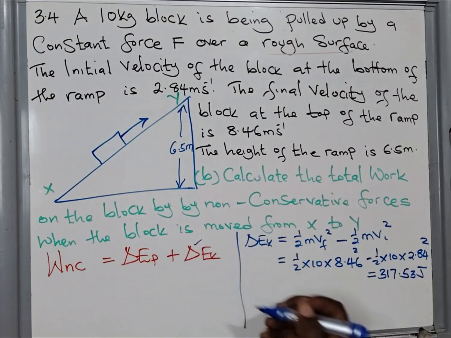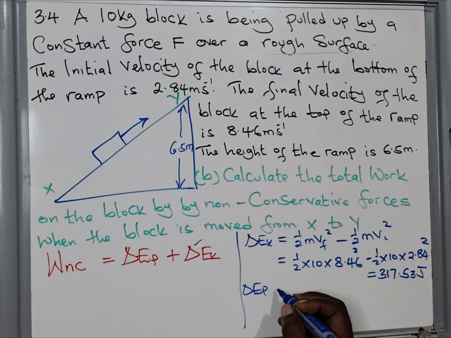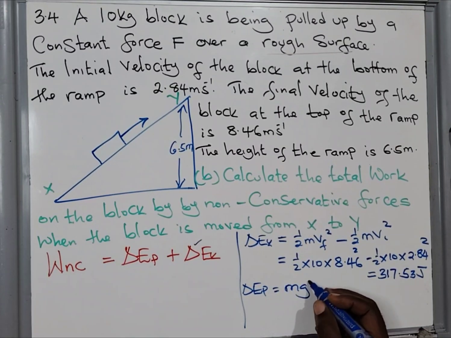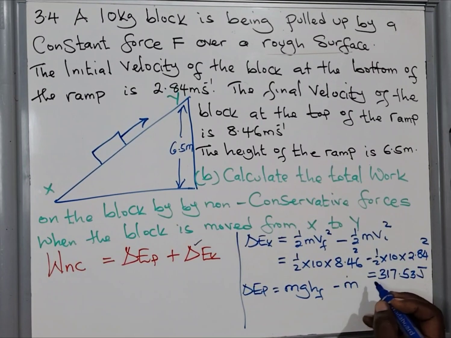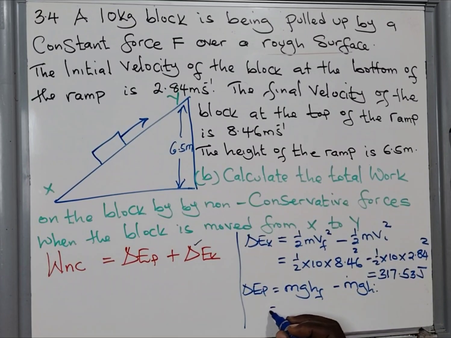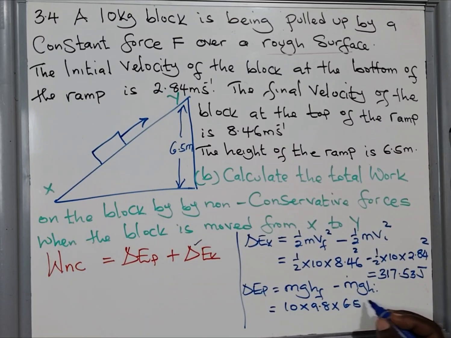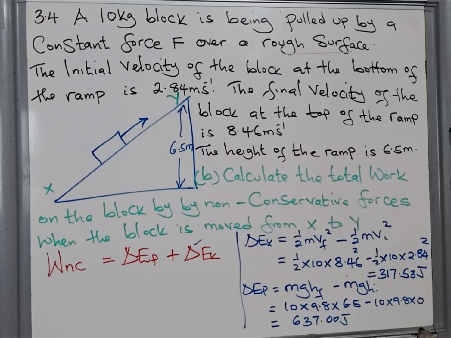Then after finding this, we go for this. What do we have here? Change in potential energy, and this one is supposed to be mgh final minus mgh initial. We know m. What's the mass of the block? It is 10 kilograms, times g, which is 9.8, times the final height, which is 6.5. Then minus 10, that's the mass, times 9.8 times initial height. X is our reference, so it is 0. And what you get out of this one is going to be our change in potential energy. So that is what we get.